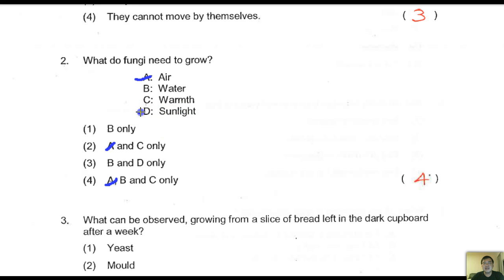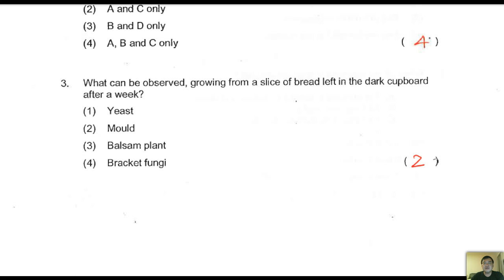We know that sunlight is not necessarily needed. Warm is needed. Warm here refers to the right temperature, not too hot, not too cold. Water for every living thing is needed. So anything with A, B, C will be correct. Anything with a D is wrong. So look here, there's a D, wrong. Straight away the answer can never be 3. Just B only is not possible, so the answer is 4. All right, as you can see over here. Let us carry on.